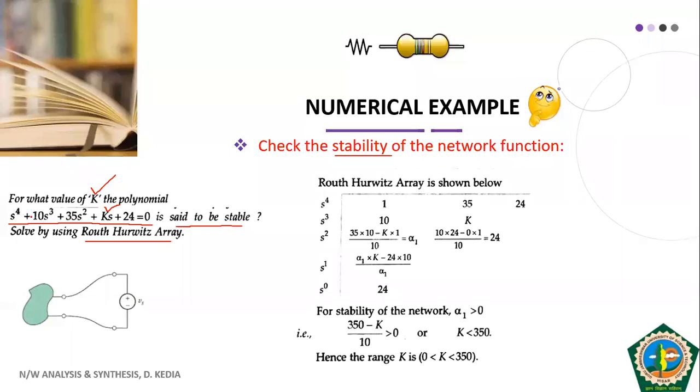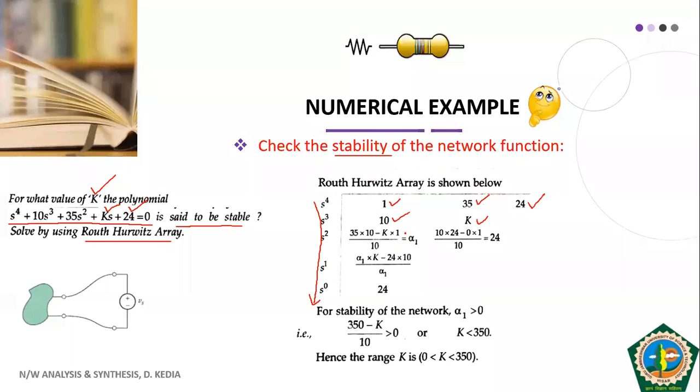As we discussed, we start from the highest power, that is s raised to power 4, and we move to the lowest power, that is s raised to power 0. Then we write the coefficients alternately. The coefficient of s raised to power 4 is 1, which is written here. Then s cube is 10. Then s square is 35. Then the coefficient of s is k, which we have written as it is. And then the constant term is 24, corresponding to s raised to power 0. So this we have seen yesterday, how to write these coefficients alternately.